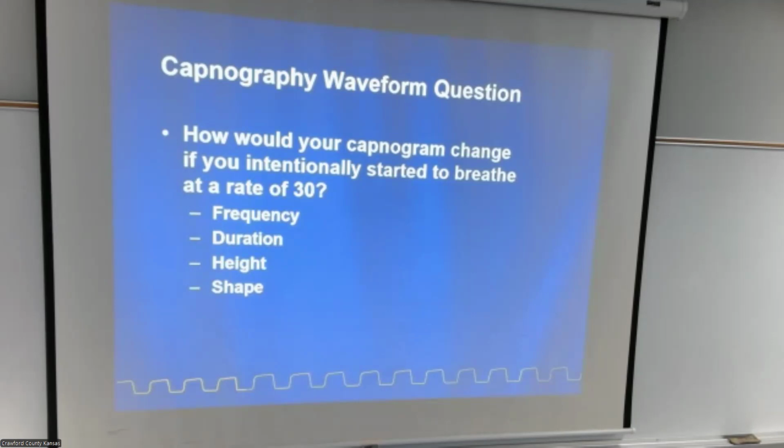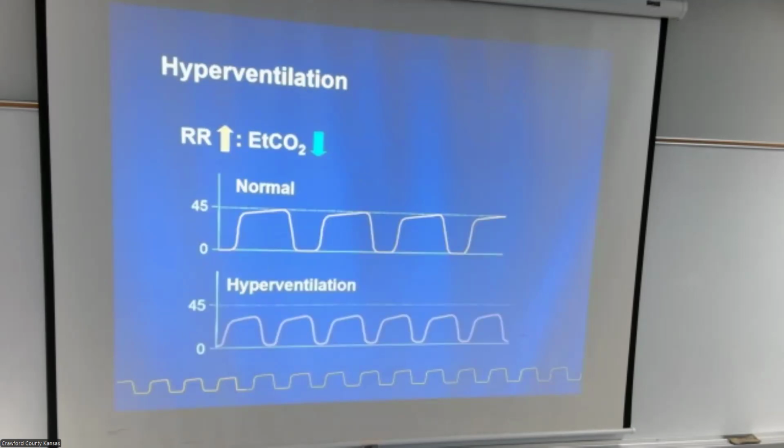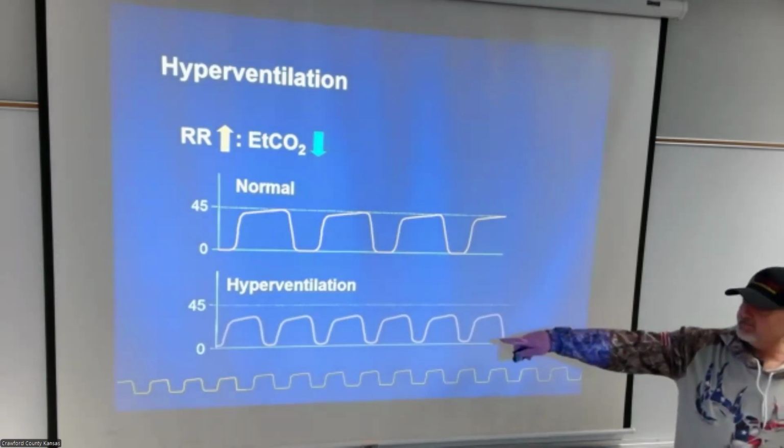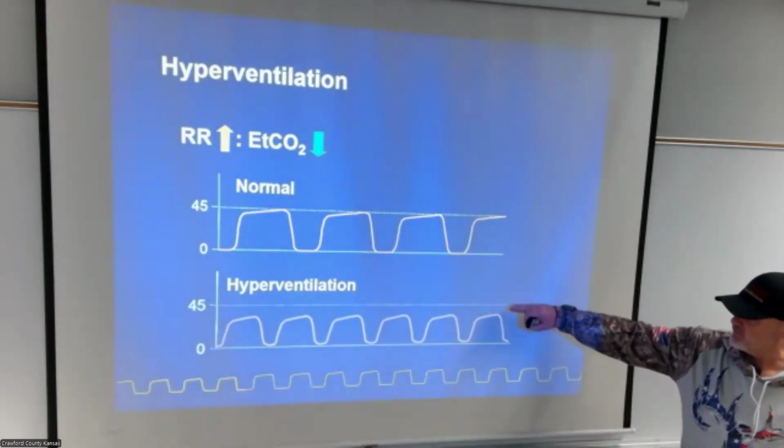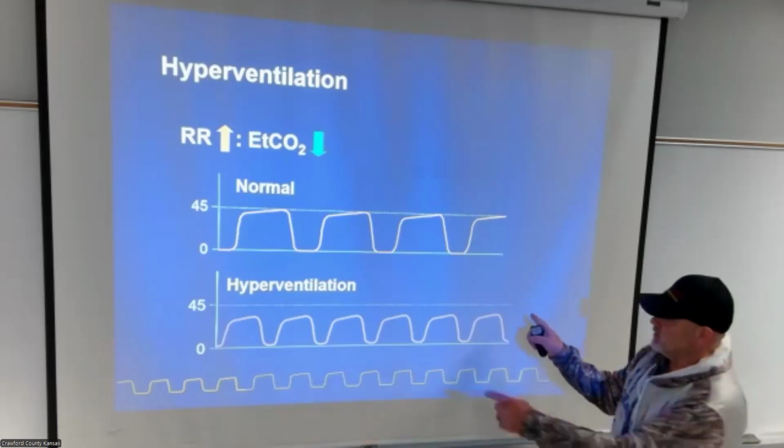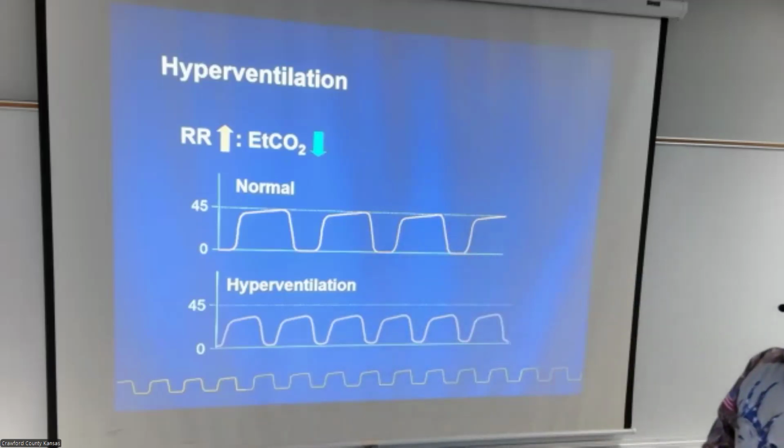Yeah, okay, your cap would be low. How about your width? Smaller, because you're breathing faster. Your shape? Humps. Just like that. Yeah, the height's lower because you're breathing faster and blowing off CO2, so it's going to bring it down from the 45 mark. And it's narrower because you're breathing faster, and you have more breaths, so you're more compacted.